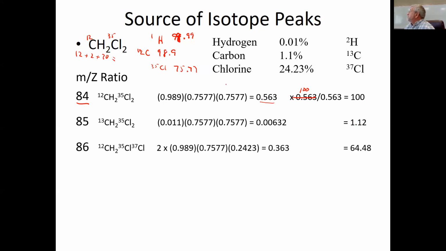And for one more mass, the only way to get that would be to have one of the chlorines be a chlorine 37. And so the probability of having one chlorine 37 is the probability of a carbon 12 times the probability of a chlorine 35 times the probability of a chlorine 37. But there's two possibilities of this, right? Because either chlorine could be chlorine 37. So the carbon can't do that, right? Because there's only one place for it.